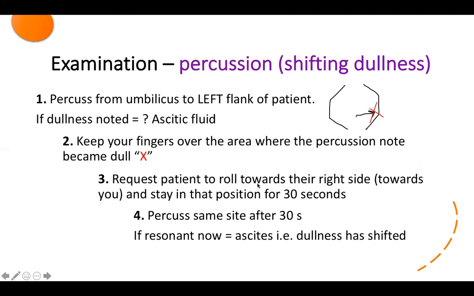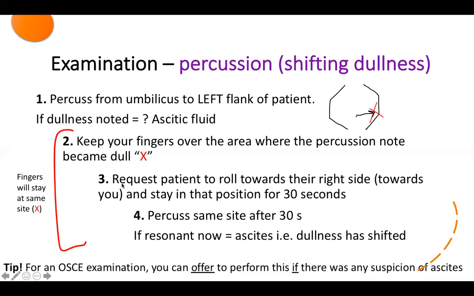And the reason why you tell the patient to roll towards you is just more for stability. So you'd have more control. Throughout this whole step, you'll keep your fingers at the same site. During an OSCE examination, due to time constraints, it's better to offer. So you can say, I would offer to perform shifting dullness if I suspect any ascites. If, of course, the station particularly requires you to do it, you can. But if you offer, that will let the examiner know that you know what you're doing.